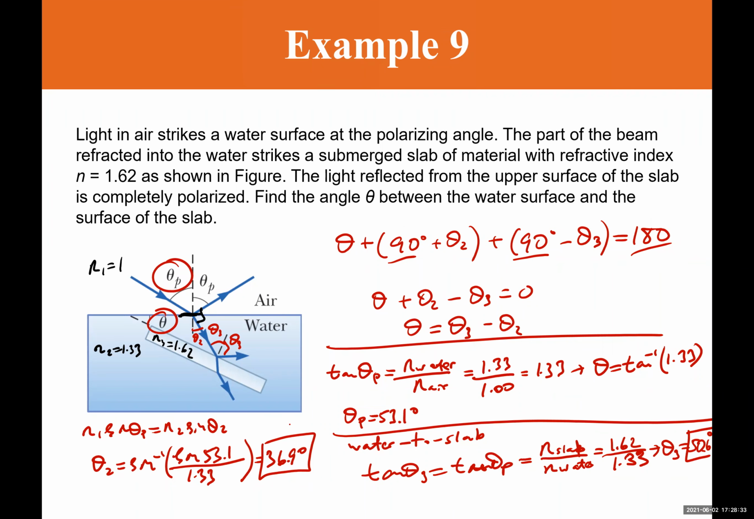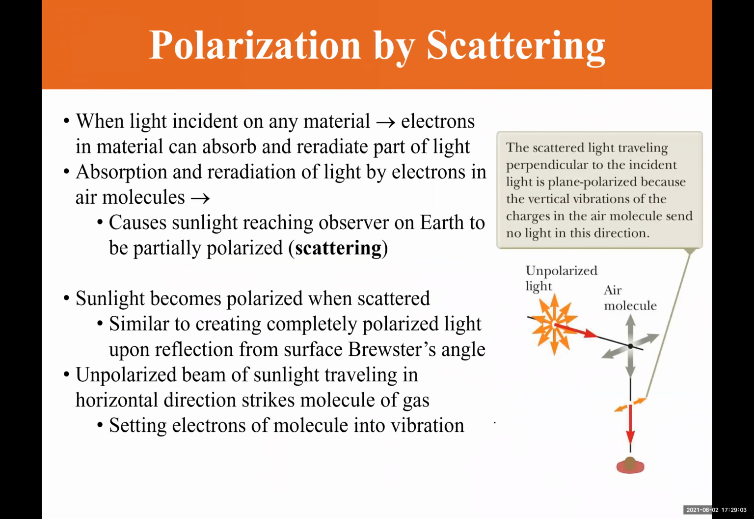Then we go back here and say, all right, now that I have those, I have theta 3, which is 50.6 degrees, minus theta 2, which is 36.9 degrees, then we get 13.7 degrees as the angle theta. All right, so that will be the angle between the water surface and the surface of the slab. All right, so then the last thing here we have is the polarization by scattering.